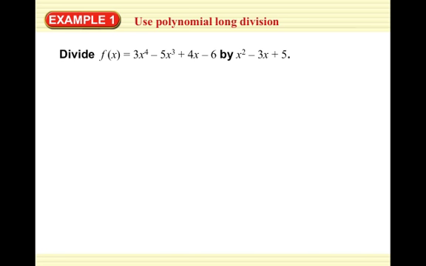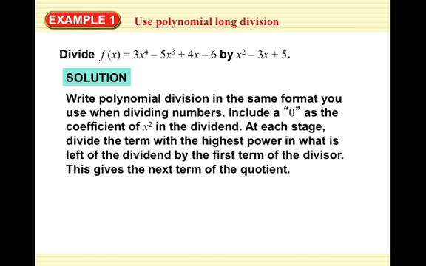Okay, for our first example, we're going to divide f of x equals 3x to the fourth minus 5x cubed plus 4x minus 6 by x squared minus 3x plus 5. So your solution is going to be to write the polynomial division in the same format you use when dividing numbers. Include a 0 as a coefficient of the x squared in the dividend, because notice it's missing. We go from minus 5x cubed to plus 4x, and we need to have a spot for x squared. So we're going to insert a plus 0x squared.